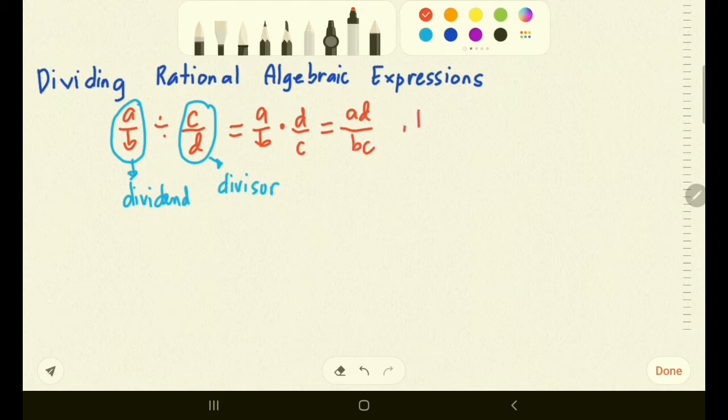Okay, class, B or C must not be equal to 0. Why? Because when B or C is equal to 0, that becomes undefined. Now, let's have examples.